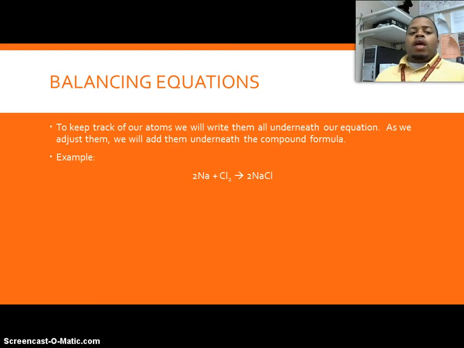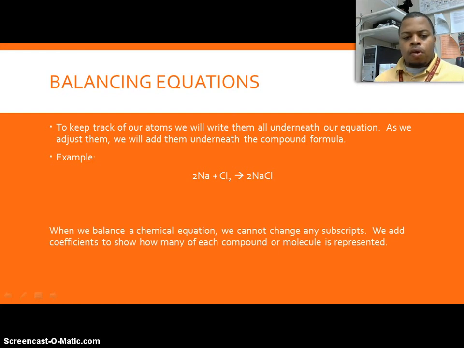Now, to keep track of the atoms that we're going to use when balancing equations, we're going to write them underneath the equation itself. And we'll just keep it going. So, like we had here for sodium chloride, we're using the same example. I had 2 sodium atoms plus 1 chlorine gas are going to yield me 2 sodium chloride atoms. When we balance the equation, we can't change any subscripts. We only add coefficients like we did in our counting atoms activity to show that we have more than one of those molecules present. So, like what we did here.